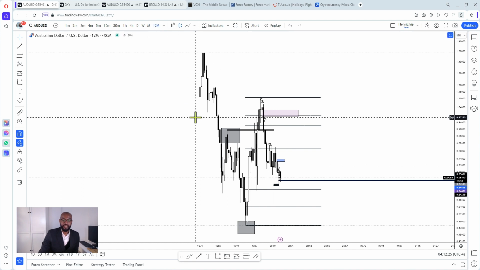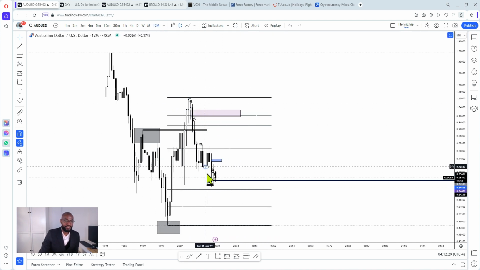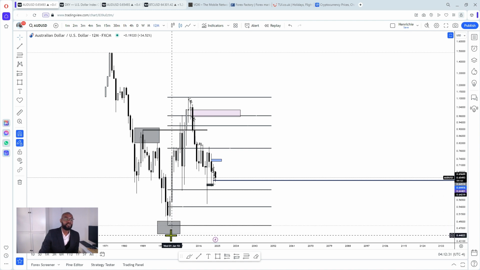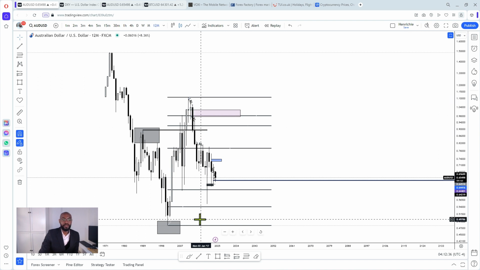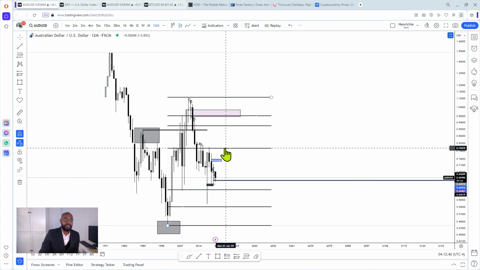Because in my opinion, the trend is to the upside, irrespective of the fact that this has been going to the downside. The overall market structure is bullish. High, low, break of structure, retest. All we want to see is an impulse move, a continuation. And look at where we are.